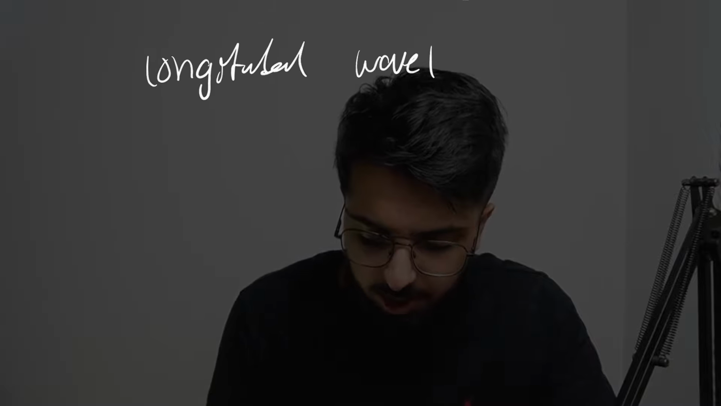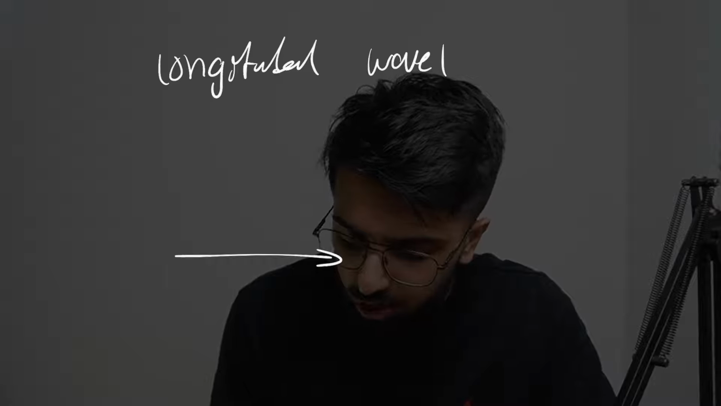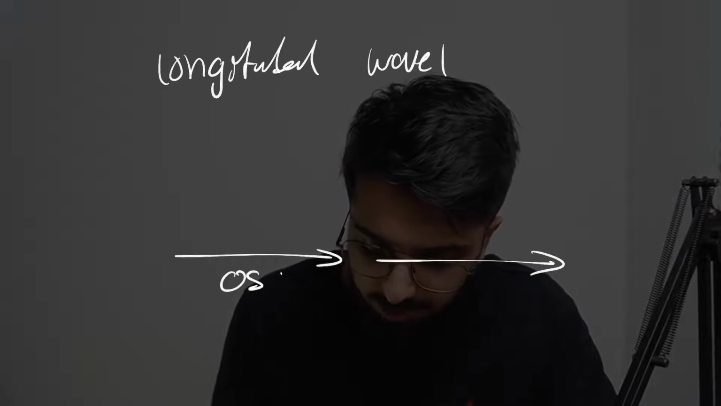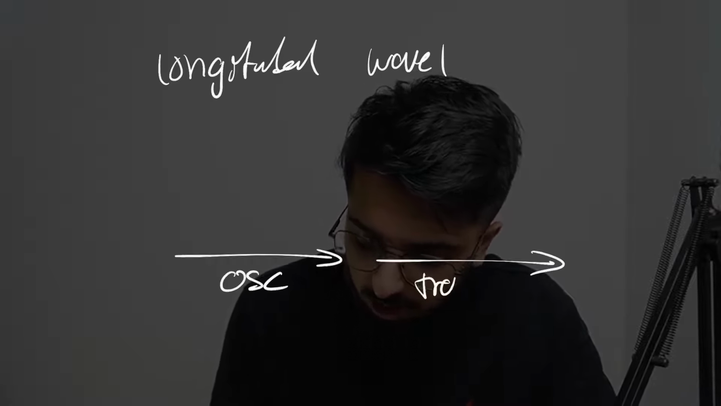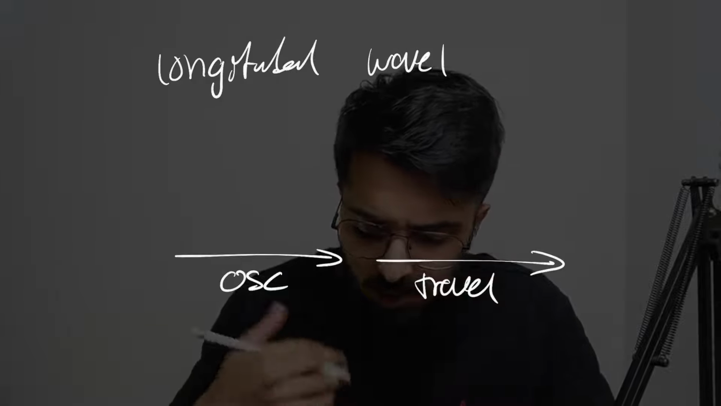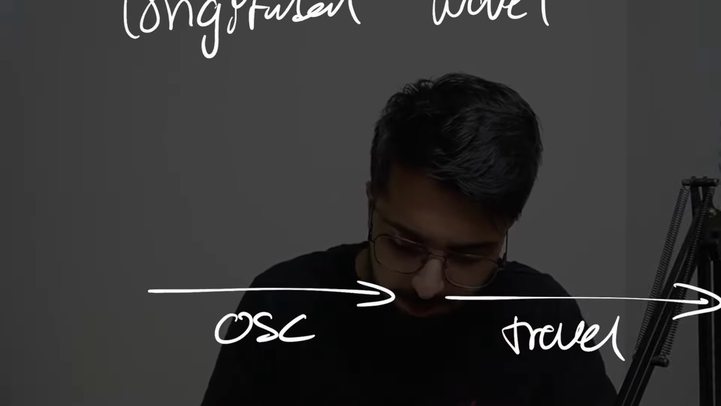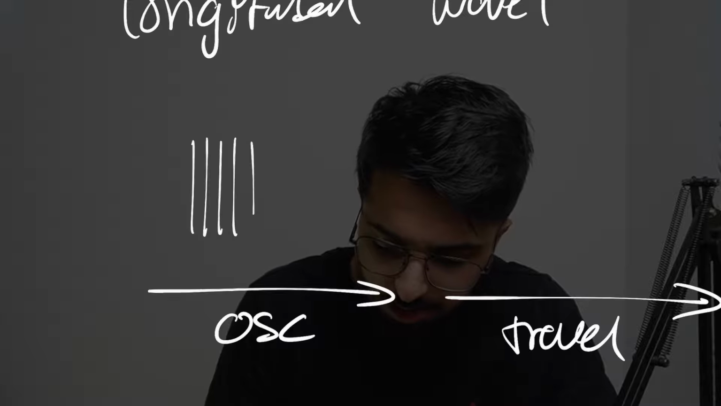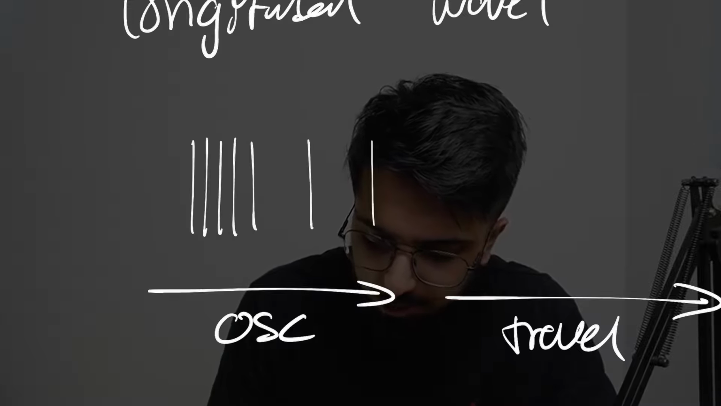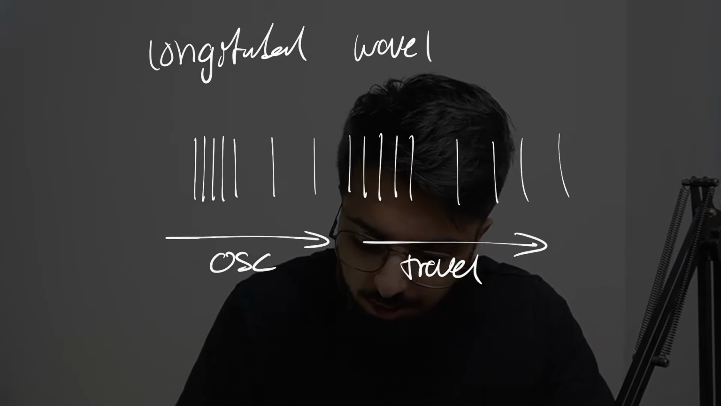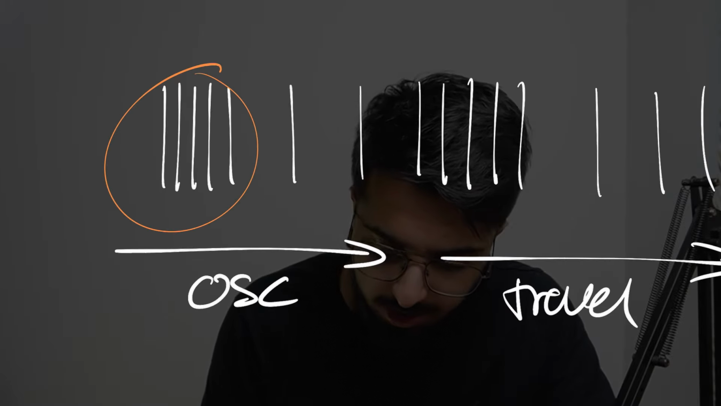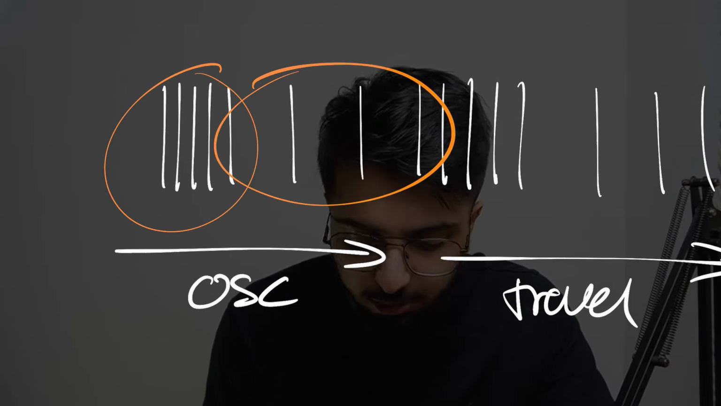Right, we can also have a longitudinal wave. This is where the oscillation and travel are in the same direction. So the oscillation and the travel are in the exact same direction. The way this is usually depicted is places of compression and places of rarefaction, okay? Like so, right? So this is our place of compression and these are our sections of rarefaction.